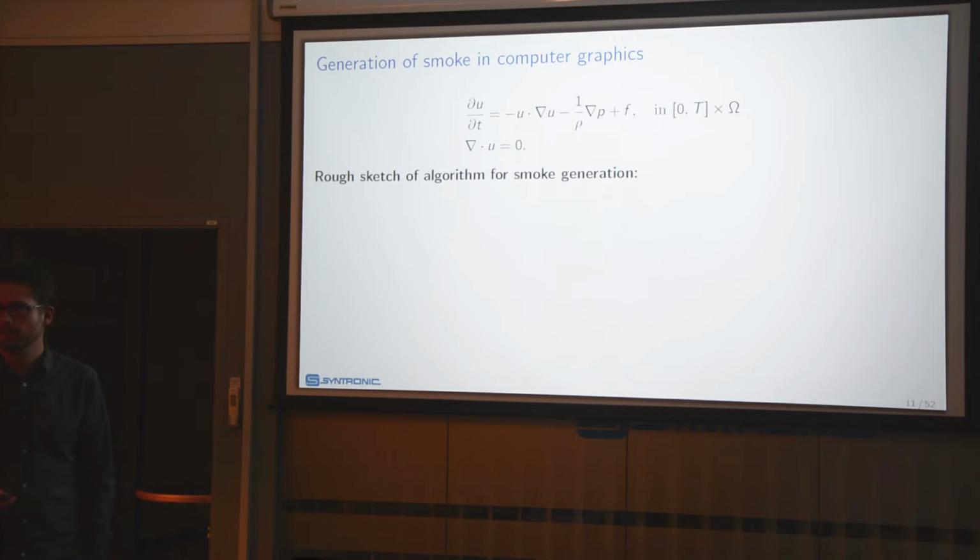So here's the rough sketch of the algorithm. You initialize the vector field. It's a non-trivial task because you want an interesting velocity field, but you also want it to be divergence free. So they use some wavelet method or something to generate this. I didn't study the details.